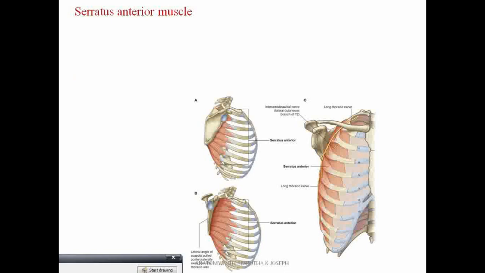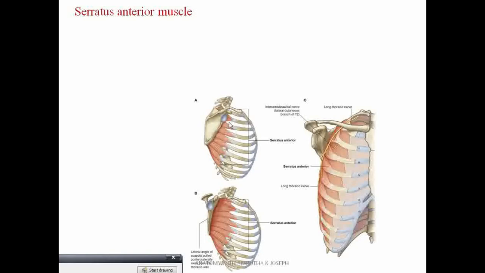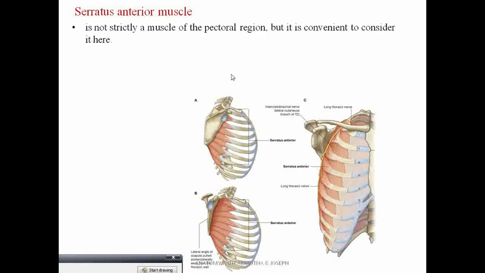The next muscle here is serratus anterior. Look at the serratus anterior muscle here. It has a serrated appearance, a saw-tooth appearance. That is why it is called serratus. Serratus means saw-tooth appearance, serrated appearance. It is not strictly a muscle of the pectoral region, but it is convenient to consider it here.